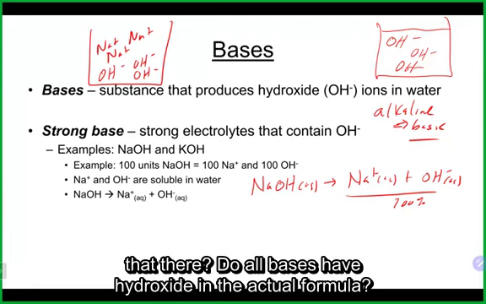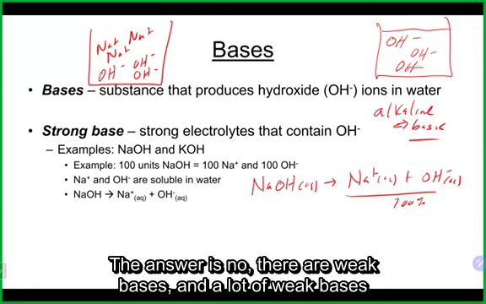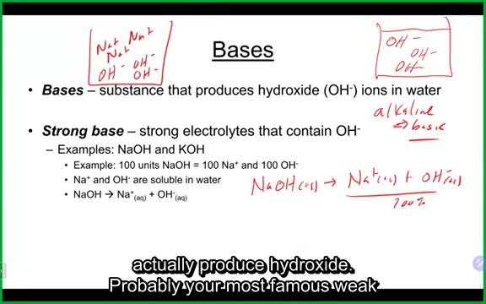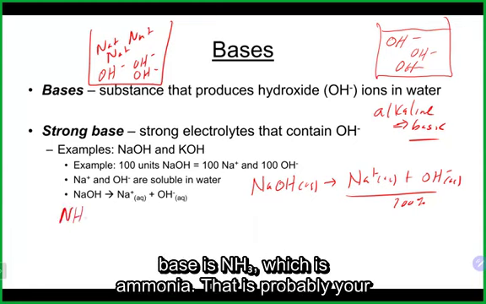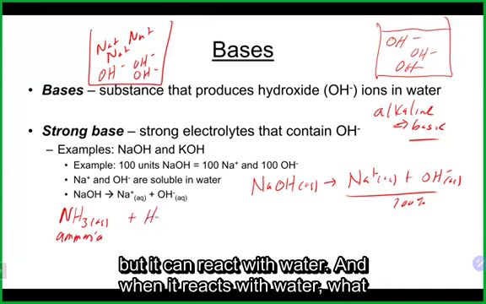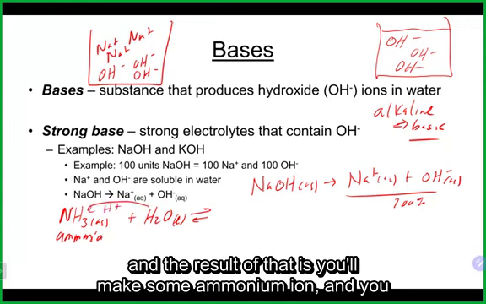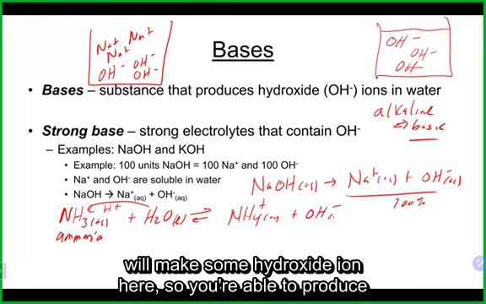Any questions on that there? Do all bases have hydroxide in the actual formula? The answer is no. There are weak bases, and a lot of weak bases actually produce hydroxide. Probably your most famous weak base is NH3, which is ammonia. That is probably your most popular weak base there. It does not have hydroxide on it, but it can react with water. And when it reacts with water, what it will do is it'll essentially grab an H plus from the water. And the result of that is you'll make some ammonium ion and you will make some hydroxide ion here.